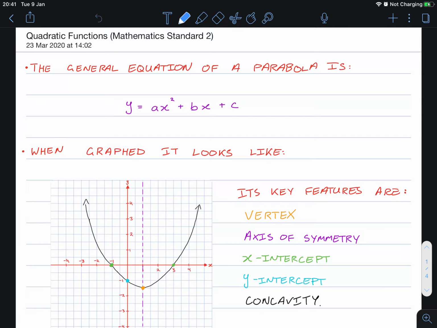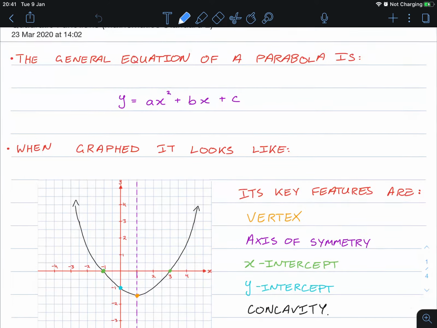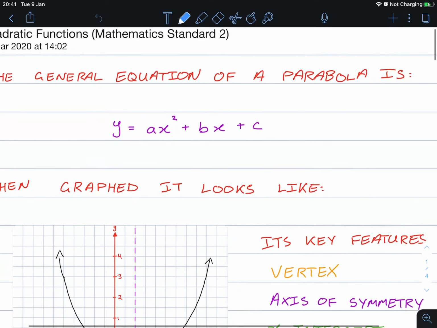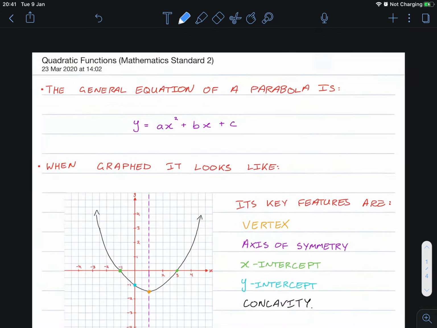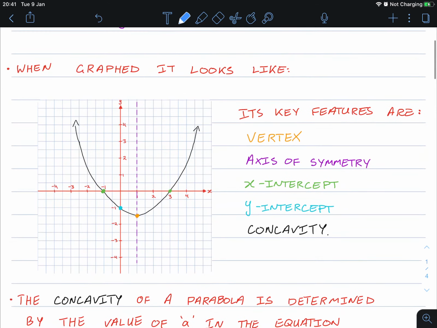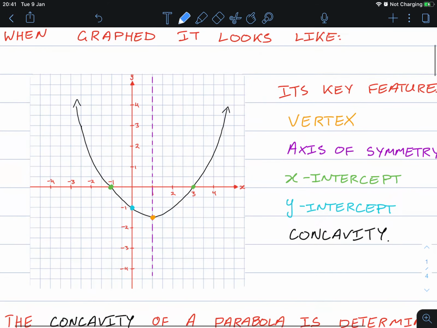In this video we'll be looking at the general equation of a parabola. The general equation of a parabola is as follows: y equals ax squared plus bx plus c. When graphed out, it looks like the following, like so.